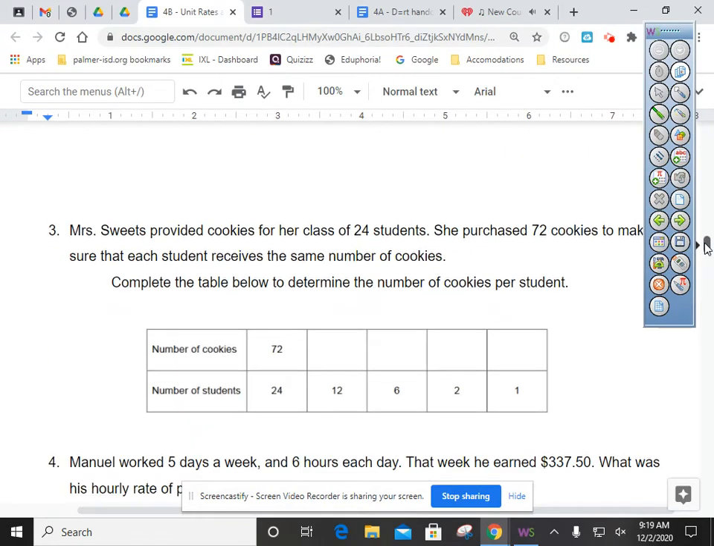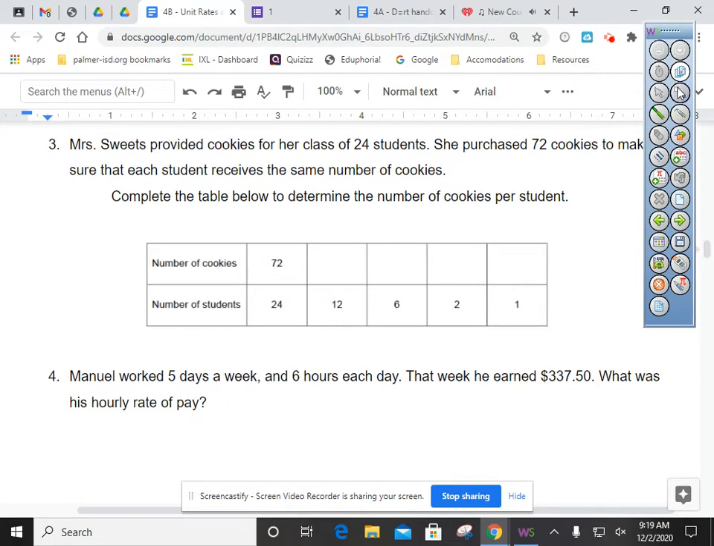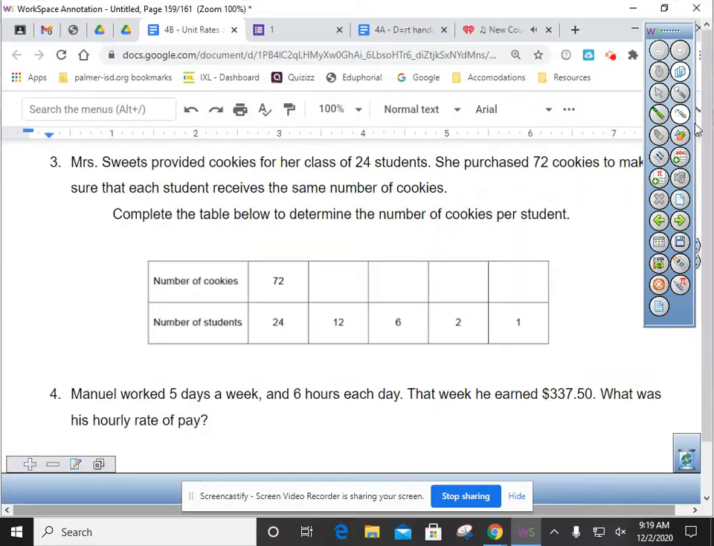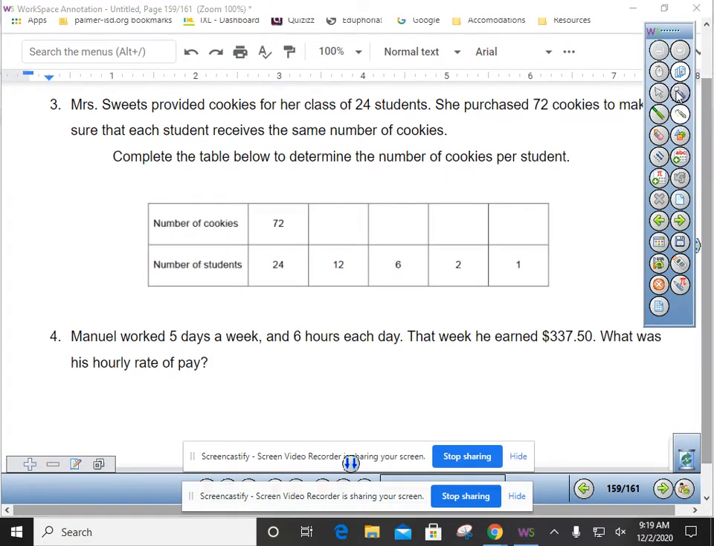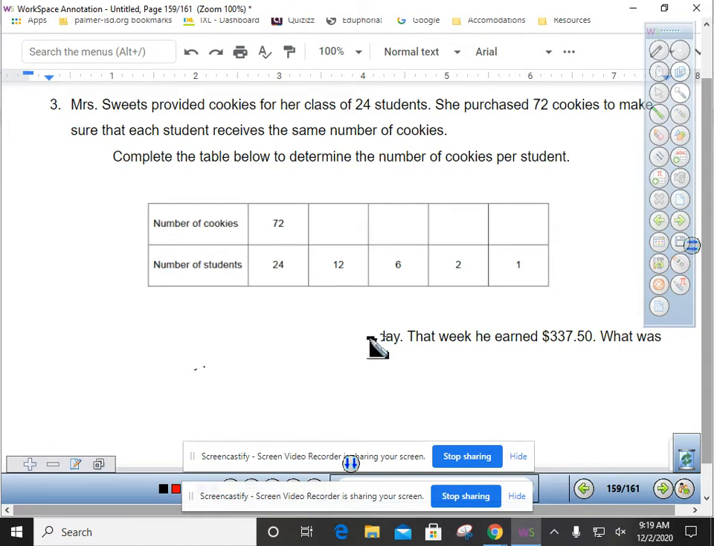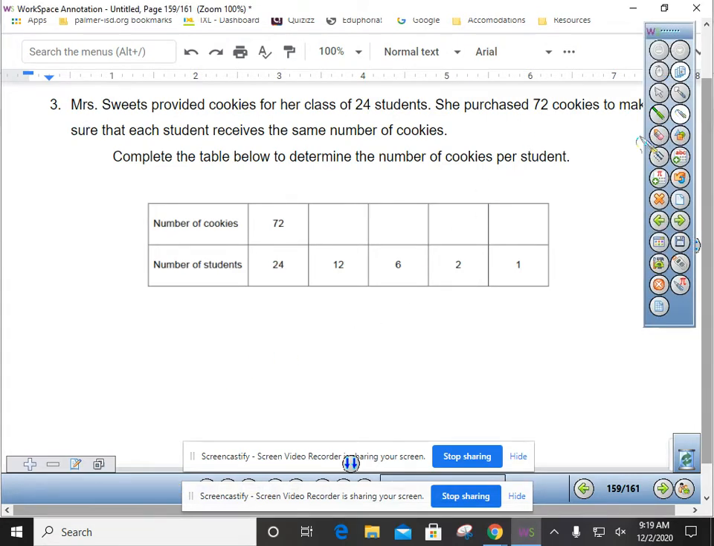Perfect. Number 3. This one looks a little scary, but it's not. So just bear with me. Mrs. Sweets provided cookies for a class of 24 students. She purchased 72 cookies to make sure that each student receives the same number of cookies. Complete the table below to determine the number of cookies per student.